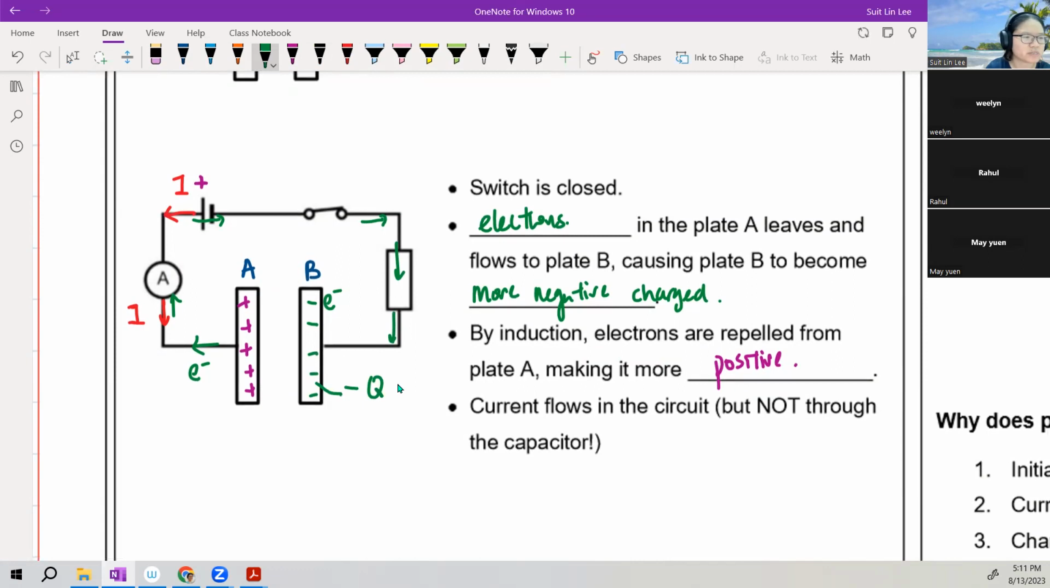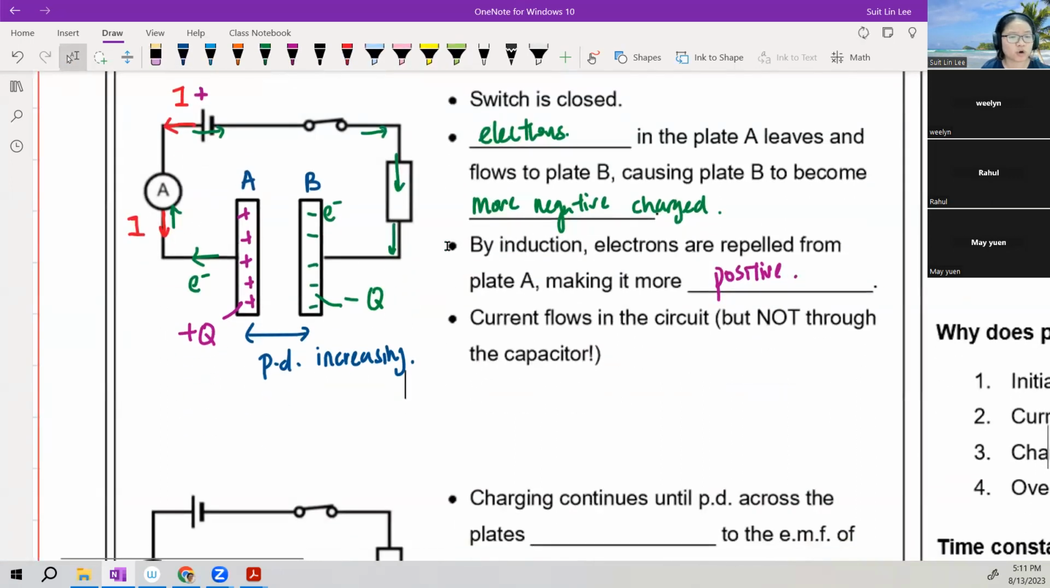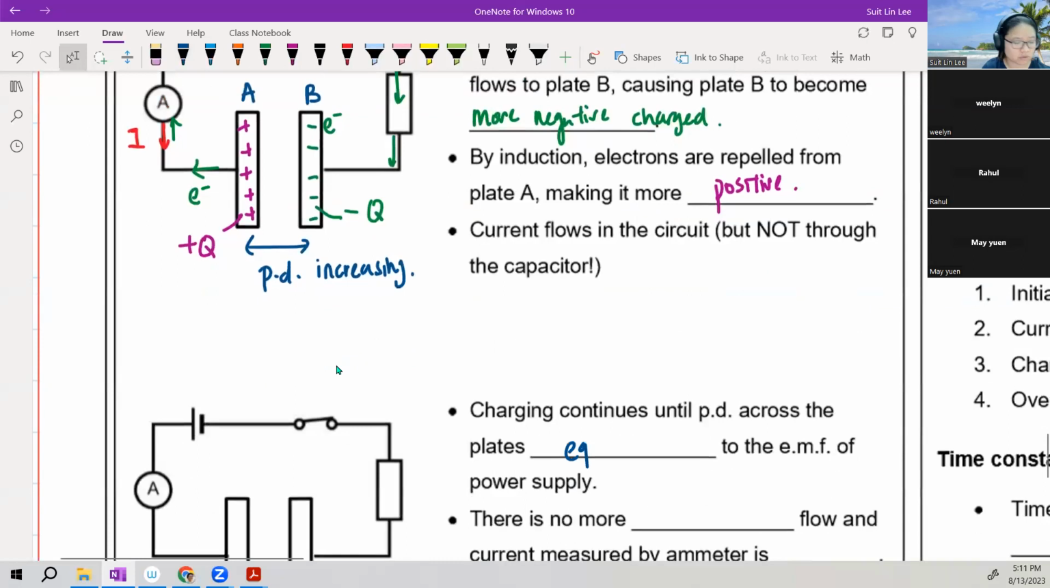And if, let's say, I put 10 electrons in plate B, I would have removed 10 electrons from plate A. So plate A will be positive Q. Okay. And what happens to the potential difference between the plates? During this process, the potential difference is increasing. Will it increase forever? Obviously not. This scenario will continue until the potential difference across the plates is equal to the EMF of the power supply.